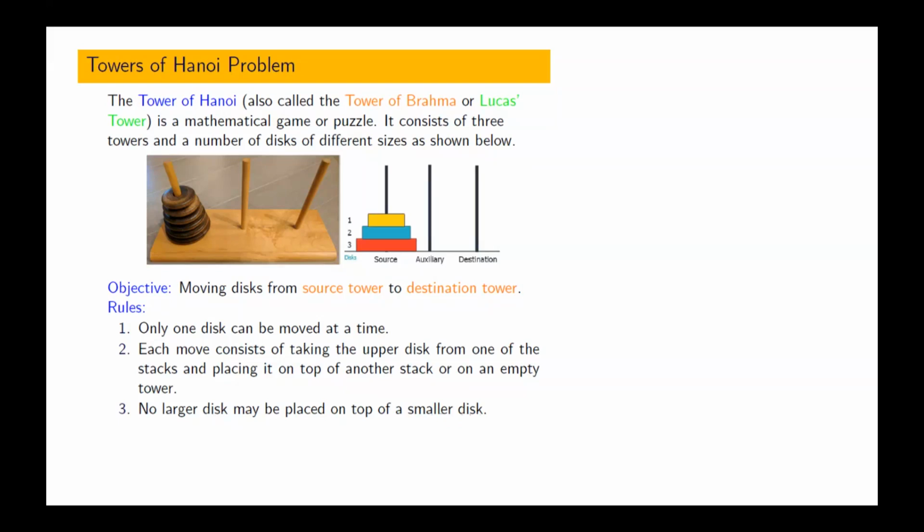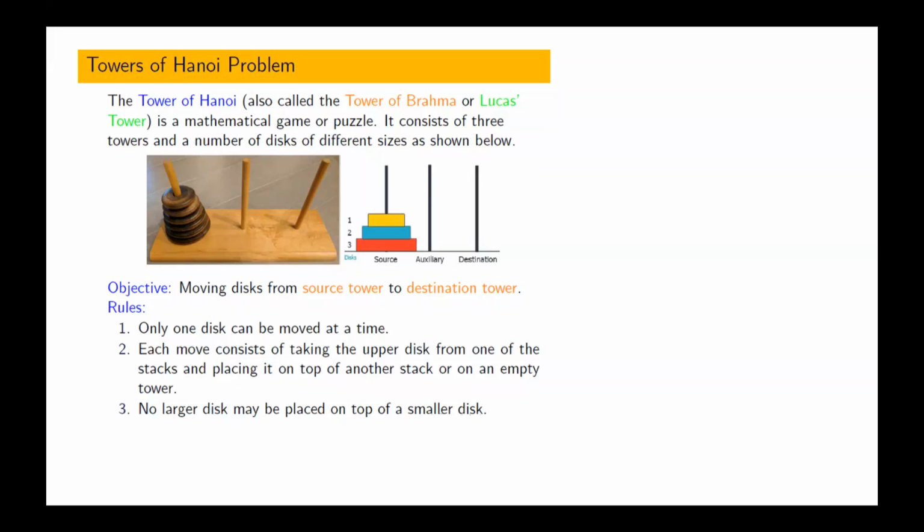And it is believed that once they move all the discs from one pole to the other pole, the world comes to an end. This is another version of the problem. That's why it is also called the Tower of Brahma.